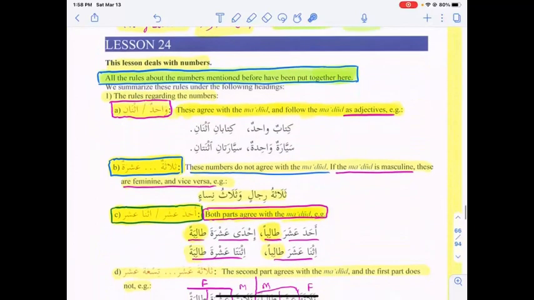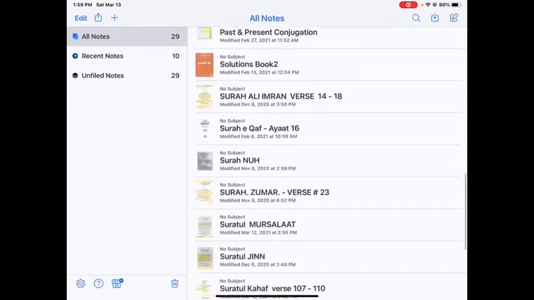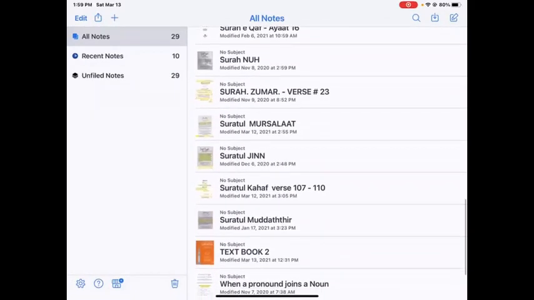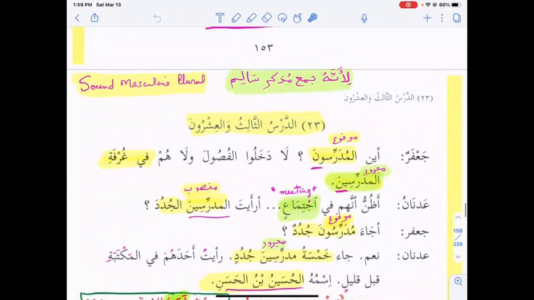Now, lesson 24. Now we go to the main lesson. We did the main lesson, but I will do it again. What is the theme of this lesson, brothers and sisters? The explanation of the sound masculine plural. What do you call it? Jam' mudhakkar salim. I will explain why we use this. Lesson 23. Ad-Darsu Thalithu wa Ishruna.